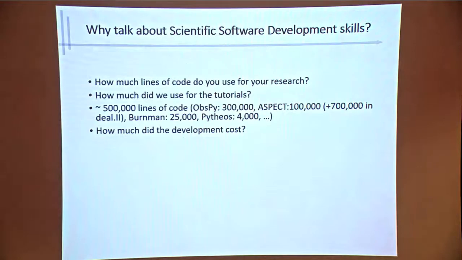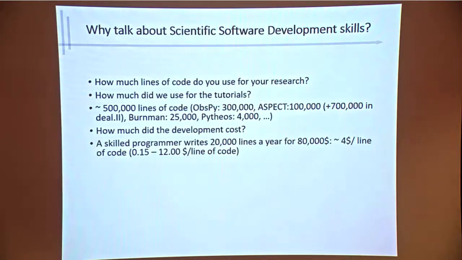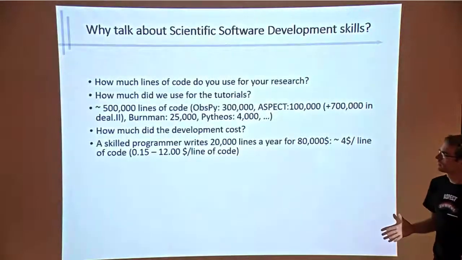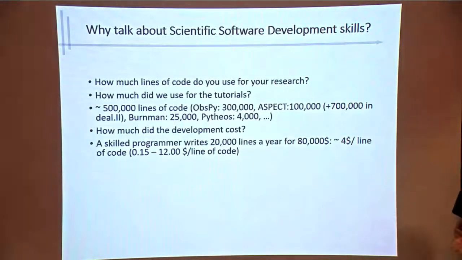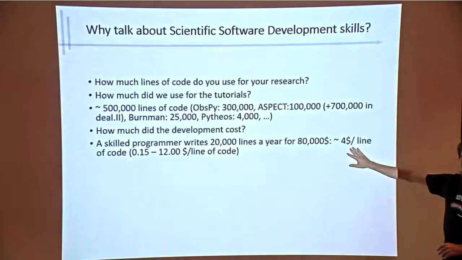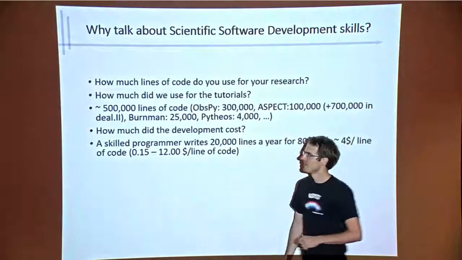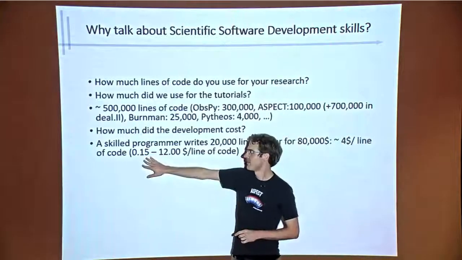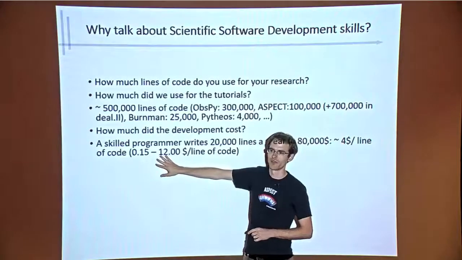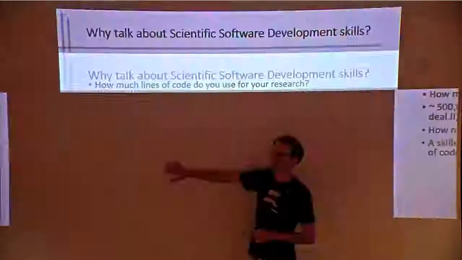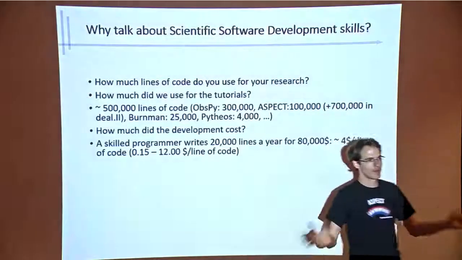So there are estimates for this, and we can try to come up with one ourselves. A skilled programmer in software development writes about 20,000 lines of code a year. Let's assume he has a salary of $80,000 just to make it simple. There are huge uncertainties. That's $4 per line of code. Buys you a Starbucks coffee? And actually, there's a huge uncertainty about this. You can find estimates everywhere from 15 cents to $12 per line of code, depending on the software.